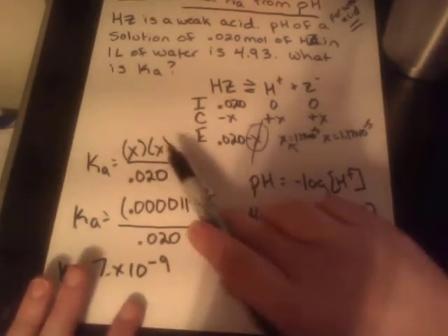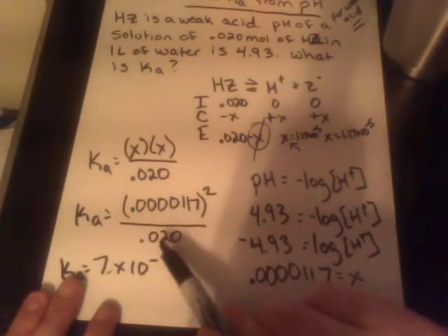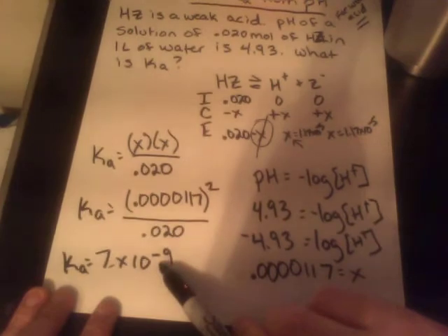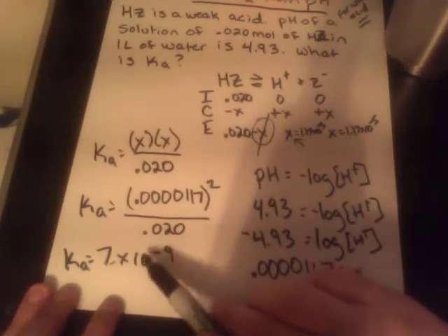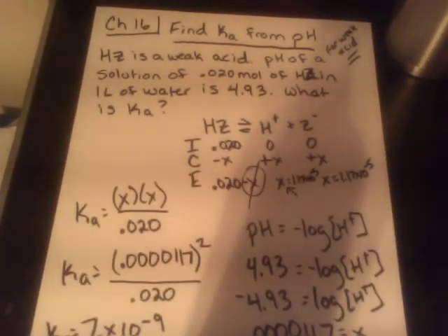Then we set up our Ka equation, and we just plugged in our numbers, and my calculator cut it off at this many digits. So 7 times 10 to the negative 9 is our Ka, and that is how you find Ka from a given pH and concentration.